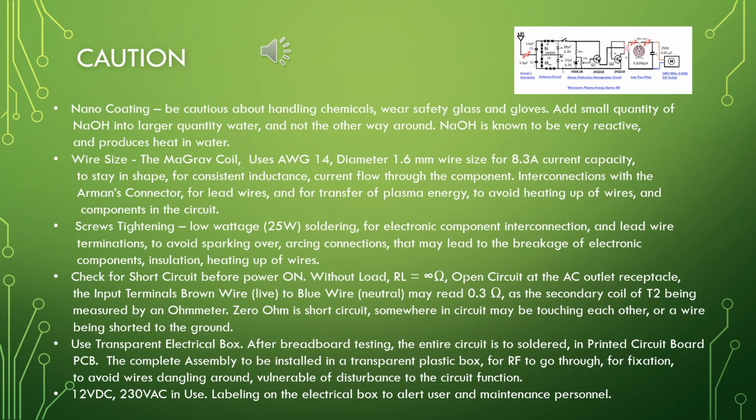Use transparent electrical box. After breadboard testing, the entire circuit is to be soldered in printed circuit board. The complete assembly is to be installed in a transparent plastic box for RF to go through, for fixation to avoid wires dangling around, vulnerable to disturbance of the circuit function. 12-volt DC, 230-volt AC in use. Labeling in the electrical box to alert users and maintenance personnel.